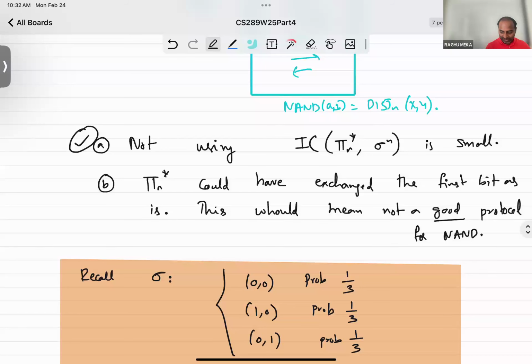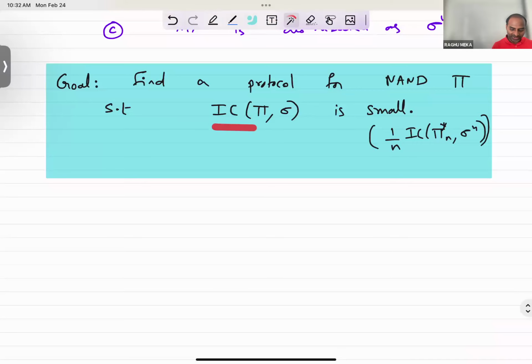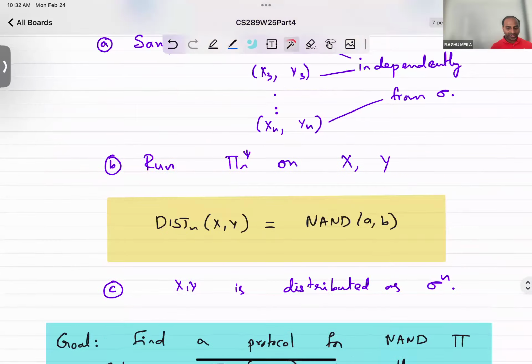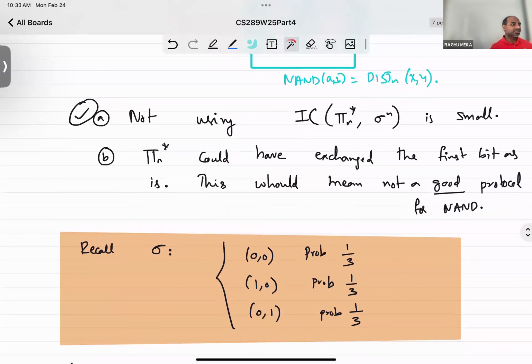And how about the second issue? We did not fix that, right? If my protocol pi n star exchanges the first bit, then the information cost will be very high. There's no escaping that. The protocol completely gave away A, so it is going to be some constant, in fact the maximum possible, not 1 because it doesn't have 1 entropy, but like h of 2/3 or something. So how do you fix that? Any suggestions?